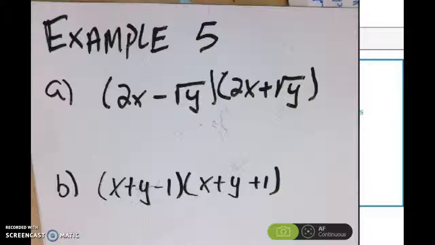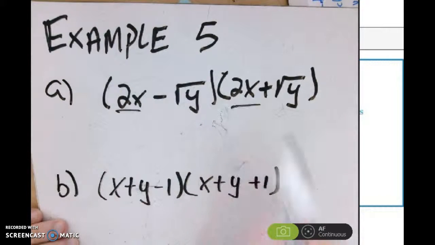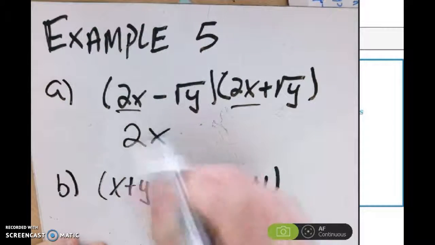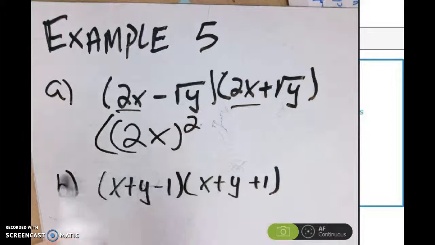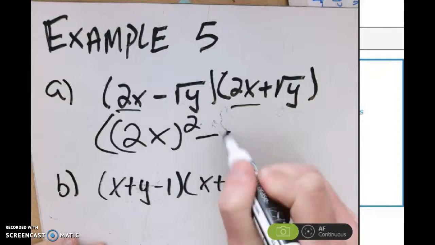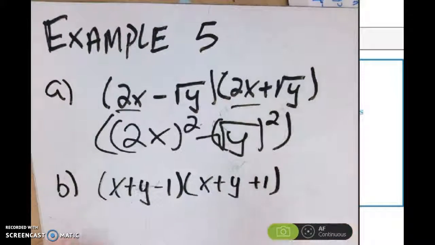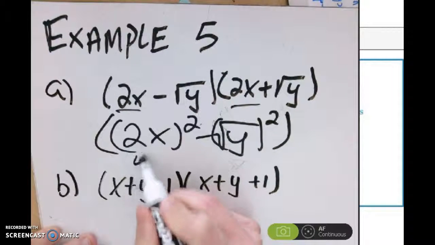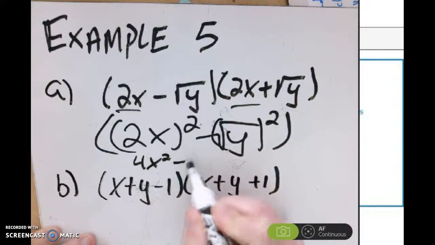So this is my a term, and I'll have that squared: 2x squared. And then my b term is the square root of y, so minus the square root of y squared. If I do this out, 2x squared is 4x squared, and the square root of y squared is minus y.